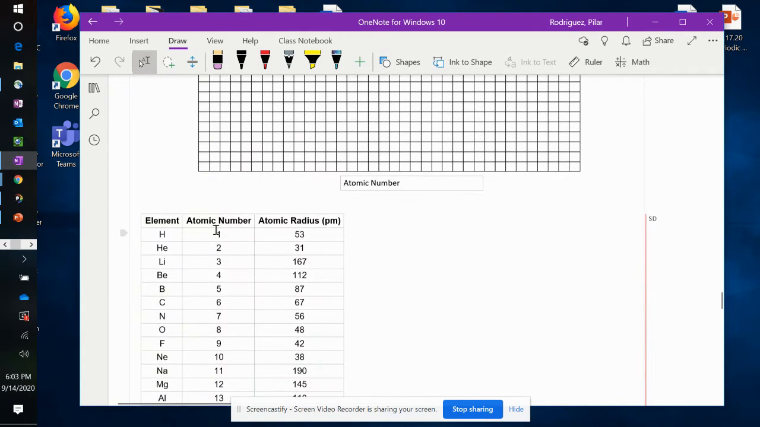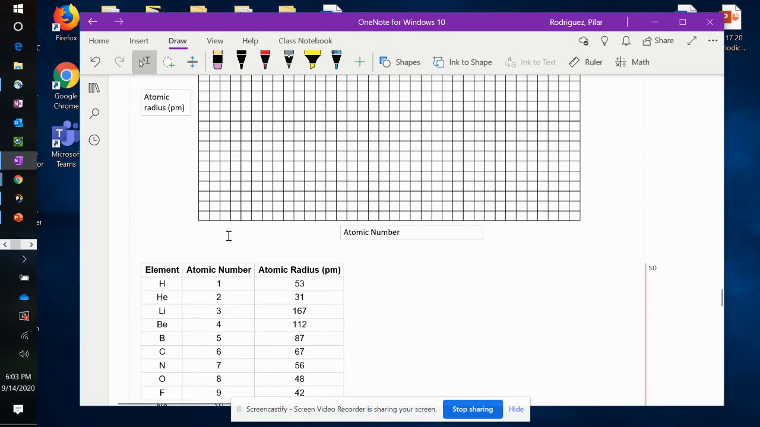Because the atomic number goes from 1 to 18, I need to divide these lines into 18. So I'm going to say that every 2 lines I'm going to have 1. So 1, 2, 3, 4, 5, 6. They don't have to be perfect. 7, and so on and so forth.